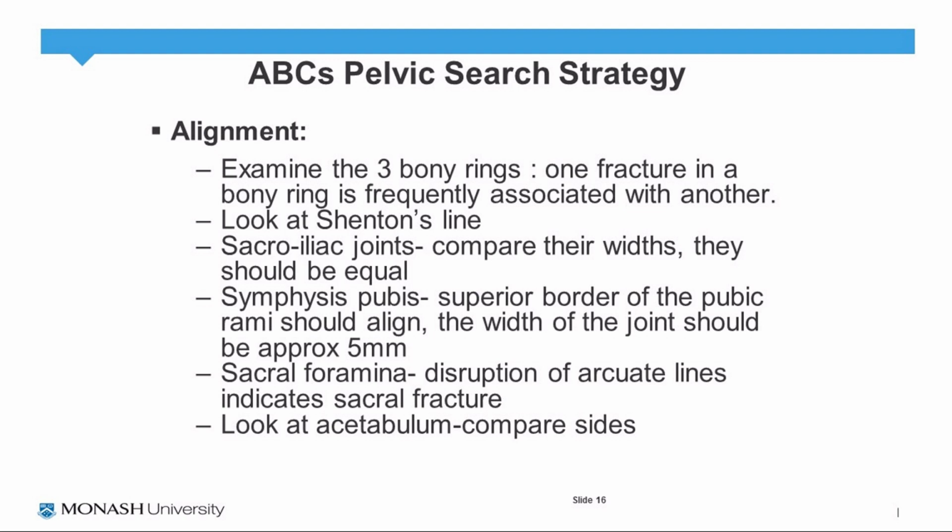And then if we look at the symphysis pubis, the superior border of the pubic rami should align, with the width of the joint being approximately 5 mm. And I've mentioned the sacral foramina, so if there's any disruption to the arcuate lines, that indicates a sacral fracture. And then very important is to look at the acetabulum and compare both sides. It can be very difficult on plain X-rays to see whether there are fractures in the acetabulum, but if there's any high suspicion, then CT would be indicated.